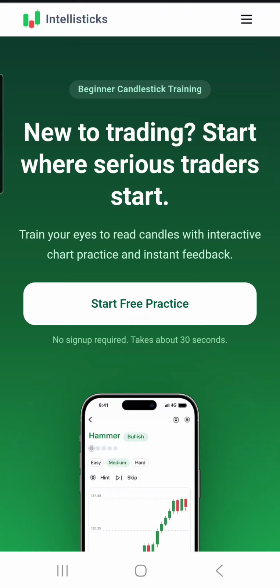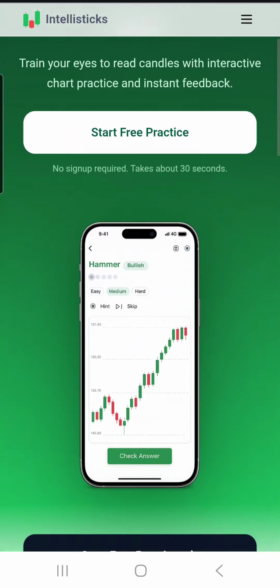But with trading education, I did feel that we didn't have a lot of interactive education options. Usually you would learn Japanese candlestick patterns in a static app or a book or something of the sort, and you would just memorize it and try to identify it in the live markets. But with Intellisticks, our first Japanese candlestick pattern training app, you actually learn about the pattern, and then on interactive charts, you can find out whether or not you truly understand what you just learned. So here's the app.